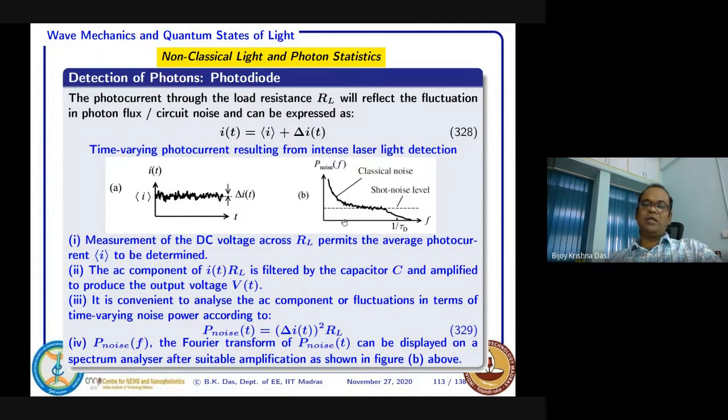And when you see the Fourier transform, you see the noise component as a function of frequency, and the characteristics will be like this. That means as the frequency increases, noise drops, and after a certain point you see some kind of saturation, and that is the so-called shot noise level, we call it. Beyond that, as you go to higher frequency, almost no noise will be there for very, very high frequency.